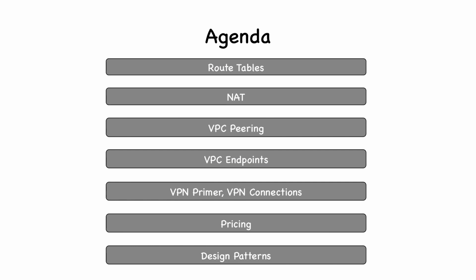This is our agenda. We'll be discussing route tables, then something called NAT, VPC peering, VPC endpoints, VPN connections. Before discussing VPN connections, I'll give you some conceptual idea about VPN, then VPC pricing, and finally our design patterns.